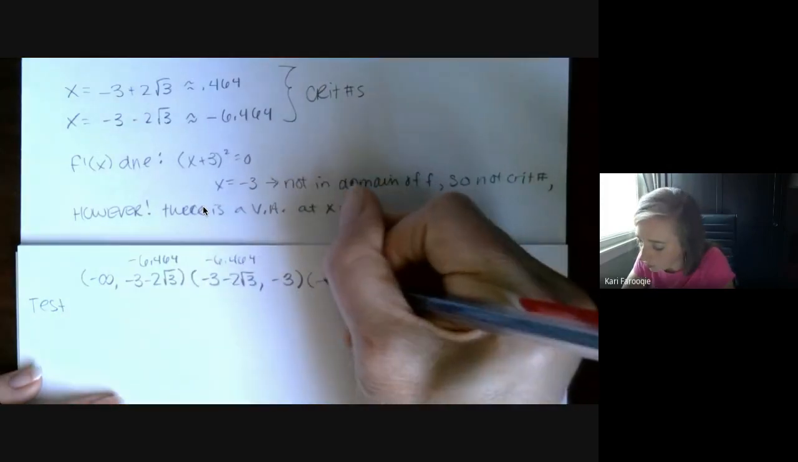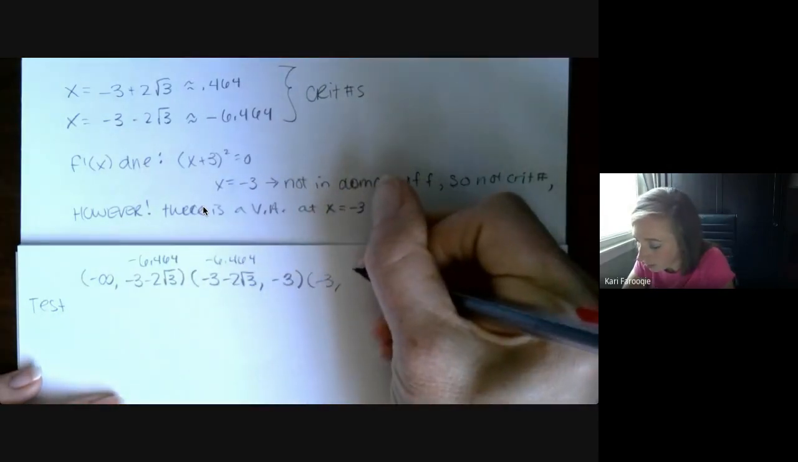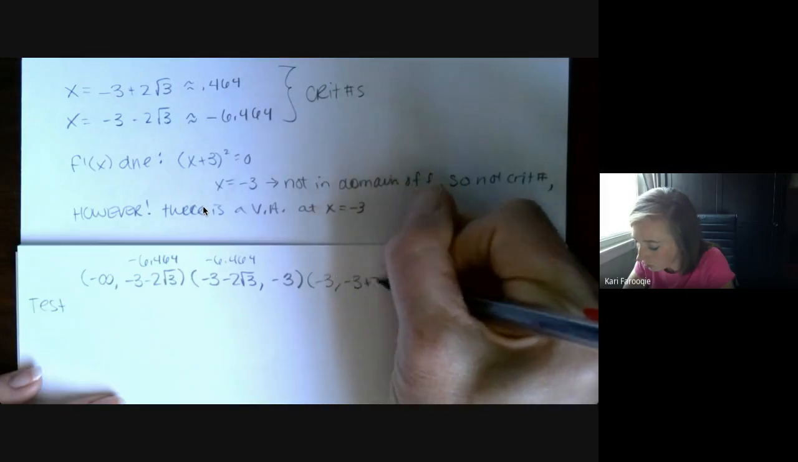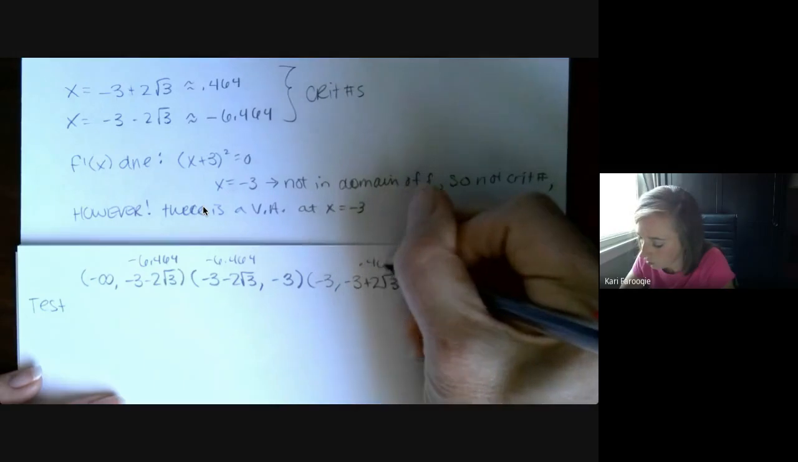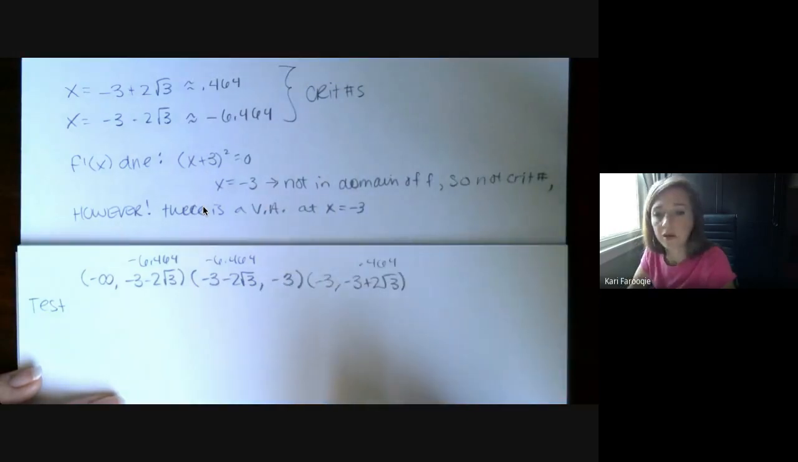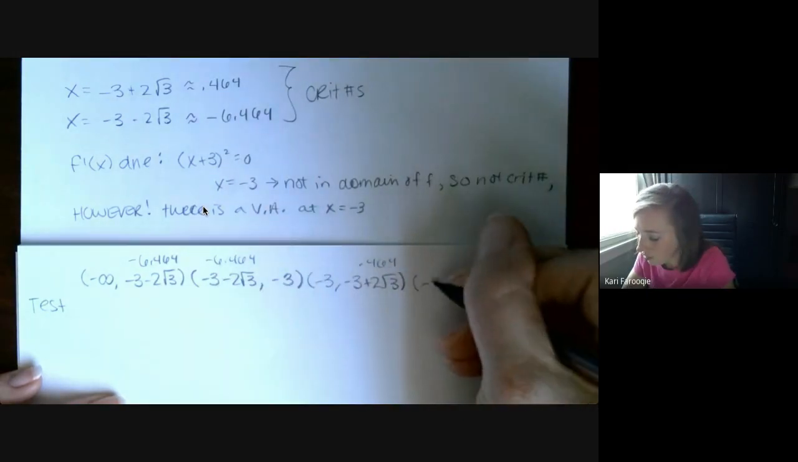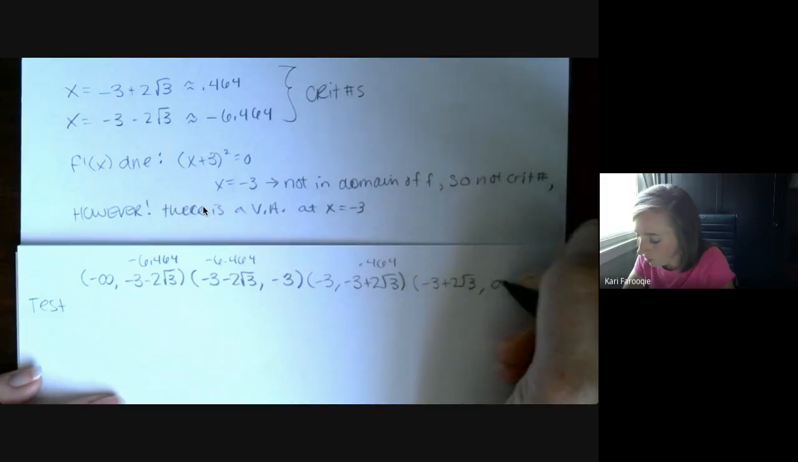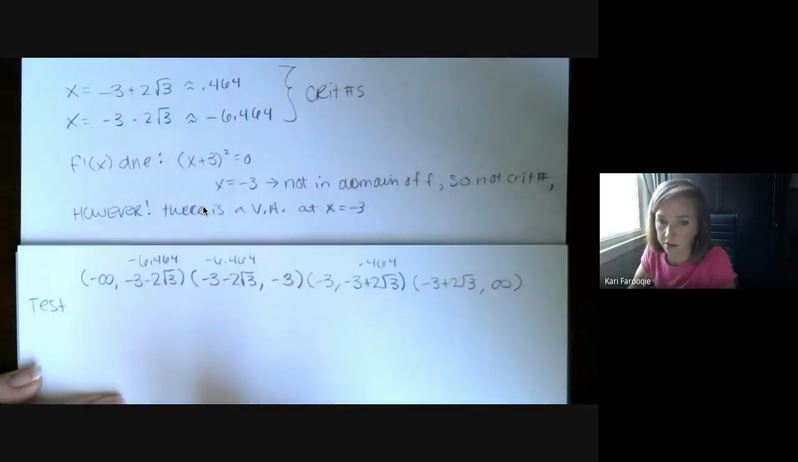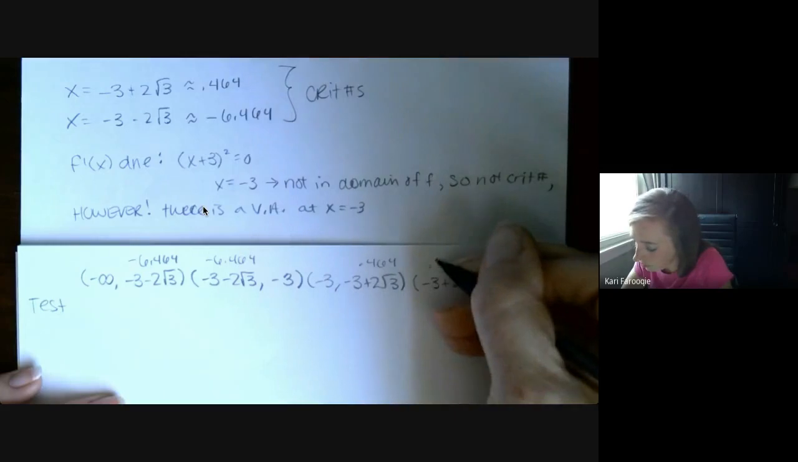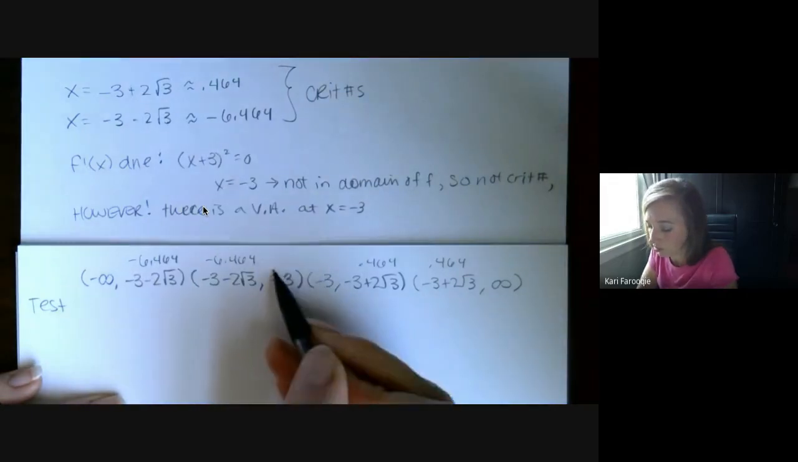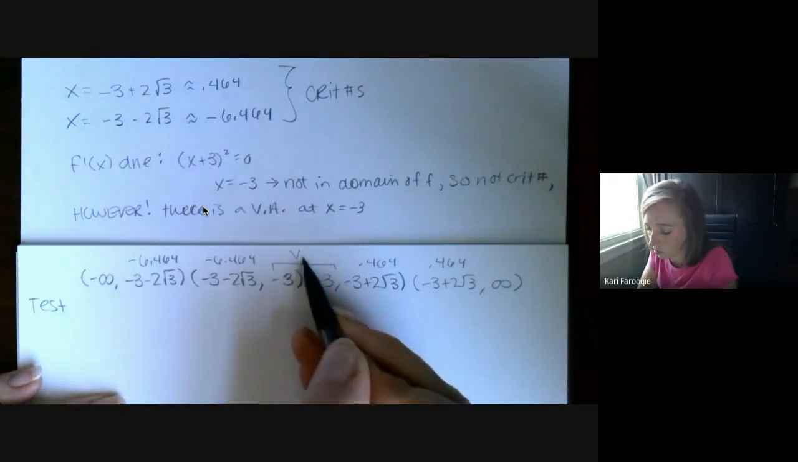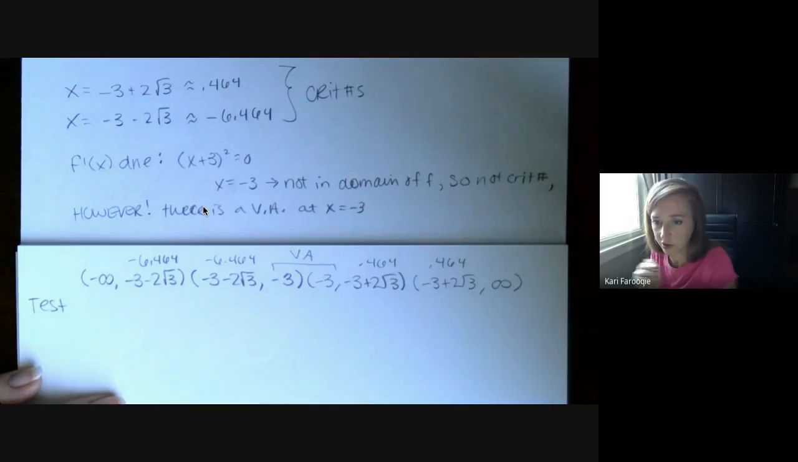Then you're going to go from your asymptote up to your next critical number, which is -3 plus twice the square root of 3, which is approximately 0.464. And then you're going to go from that value all the way up to the end of your domain, up to +infinity. So the key here is just to remember to include the vertical asymptote in your intervals. You can't just interval over it.